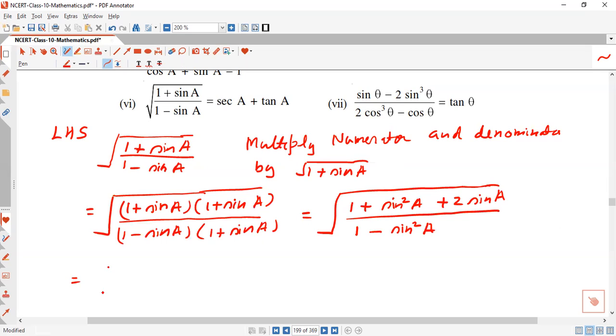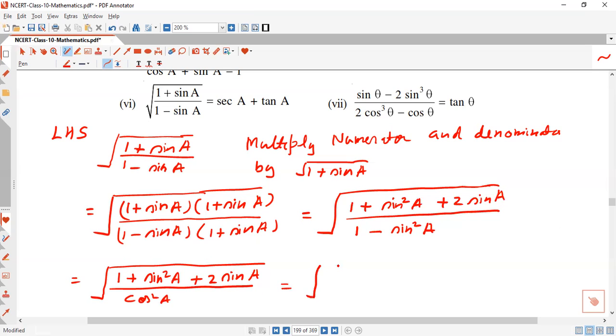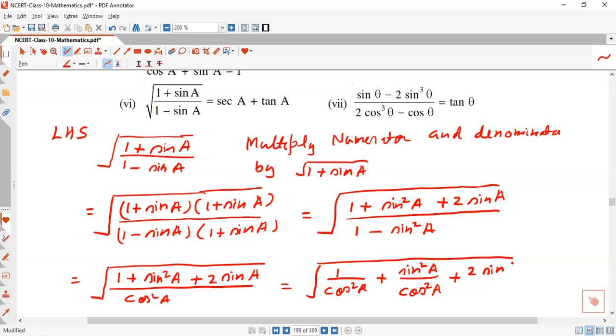This will simplify again. You are getting 1 plus sin square A plus 2 sin A divided by 1 minus sin square A, which becomes cos square A. So separate the terms: 1 upon cos square A plus sin square A upon cos square A plus 2 sin A upon cos square A.